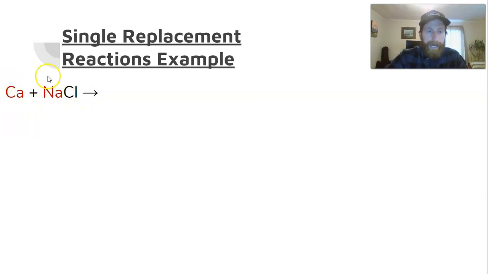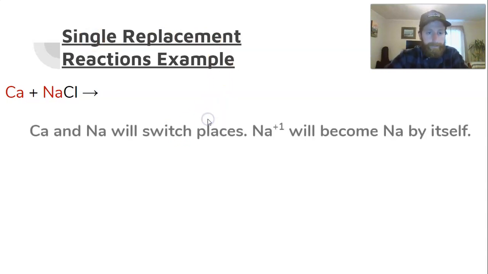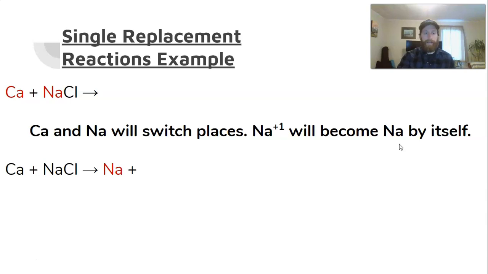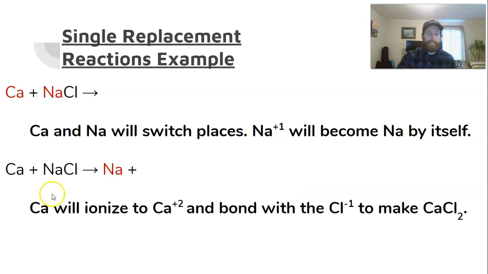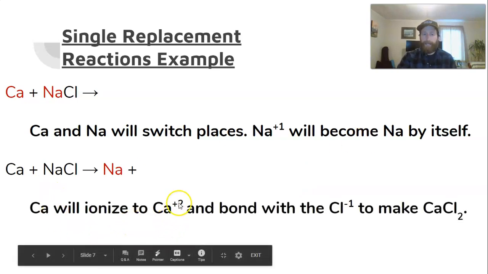And remember, the cation of the compound is going to switch spots with the element. That's the replacement that occurs here. So let's see what we get here. Ca and Na will switch places, the two metals. Na +1 will become Na by itself. So when I pull Na out of the compound, I get just the lone sodium as an element. And then Ca will ionize to Ca +2.